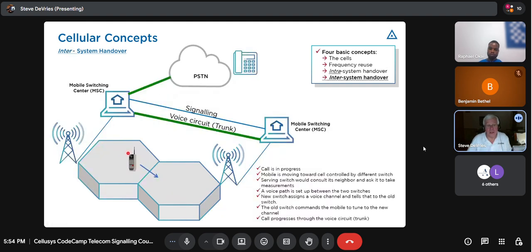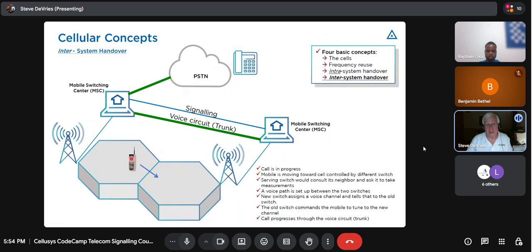That occurs where you're talking to someone here. You're under control of a radio tower here, controlled by this switch. But now you come to the edge of a network. This might be the edge of a mobile network. Maybe it's the edge of a country. Maybe you're going from one country to another country. You're moving from one network to another network, and you're engaged in a call. If you're engaged in a call, this becomes inter-system handover.